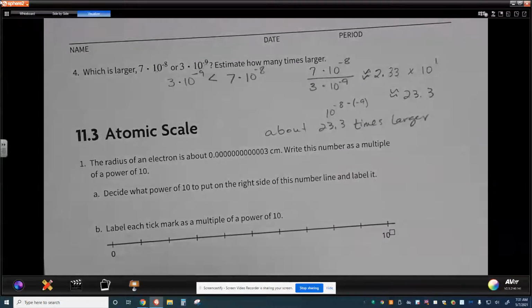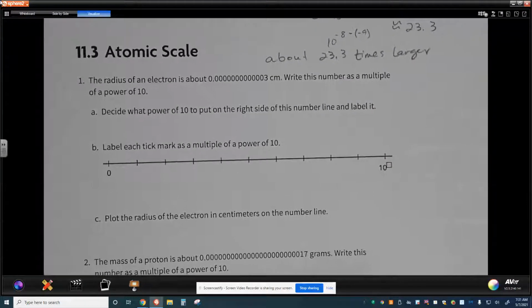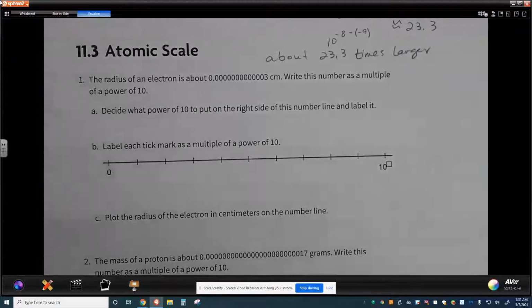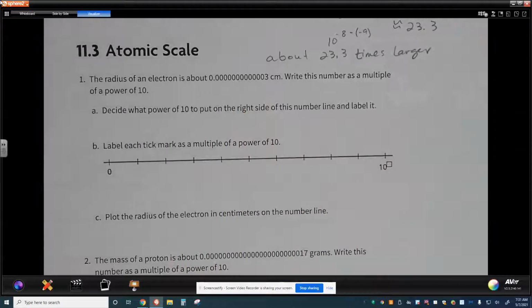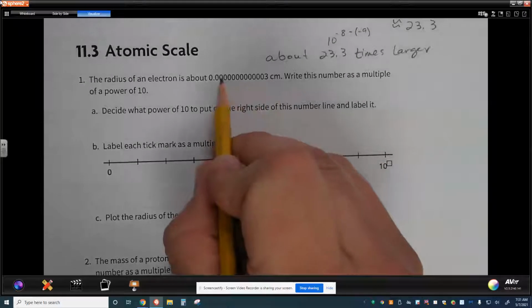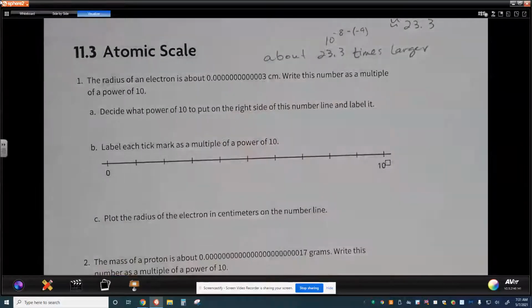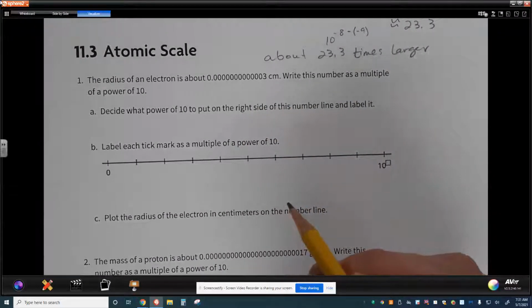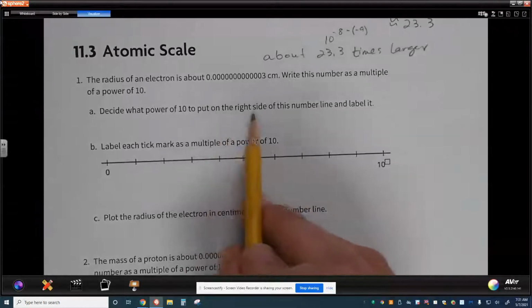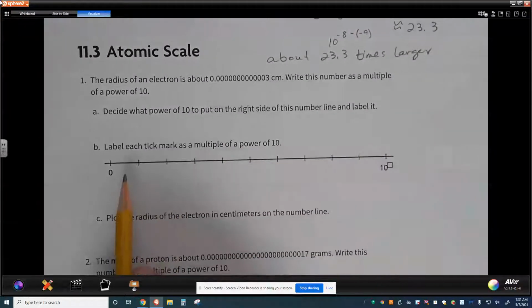All right. Moving on to the next one, talking about atomic scale. This is what we've been working with, little teeny tiny numbers. So now we're magnifying to an even smaller value. The radius of an electron is about 3, I don't know what that one would be. And because of that, it makes it hard to write it as a fraction. So write this number as a multiple of a power of 10. Decide what power of 10 to put on the right side of this number line and label it.